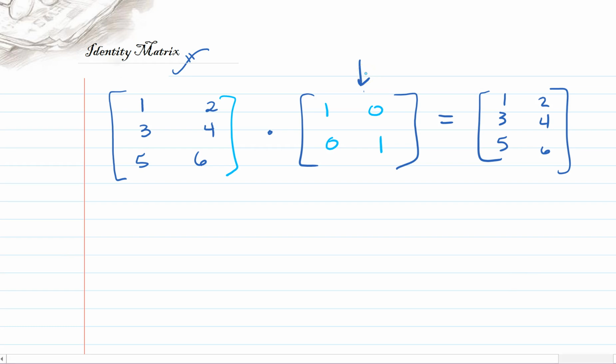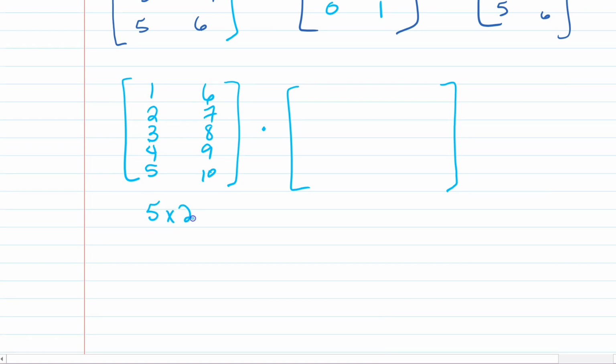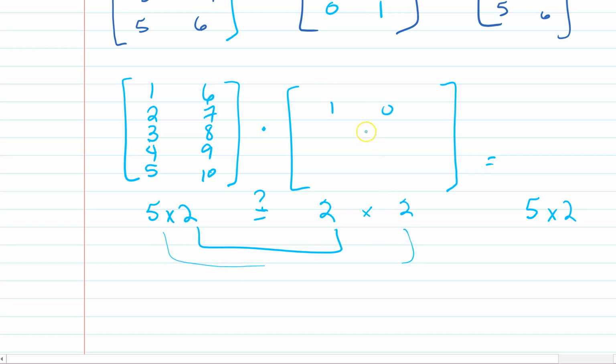So what would it be for this? Let's look at this. I have 5 rows and 2 columns. So what would the identity matrix have to be? I know it's 2 by what? Well, think. I need it to be a 5 by 2 when I'm done, correct? So it's going to have to be a 2 by 2. Does that make sense to you? So because it's going to be a 5 by 2, it's still going to be a 2 by 2. It's 1, 0, 0, 1.